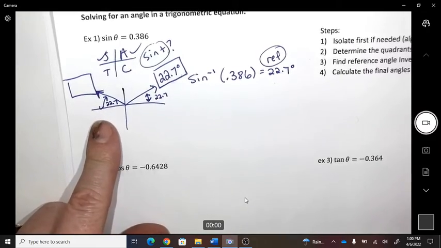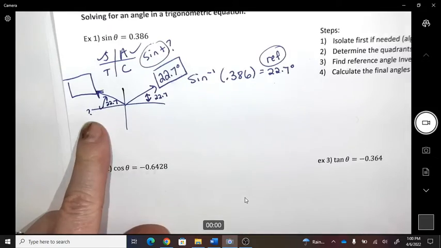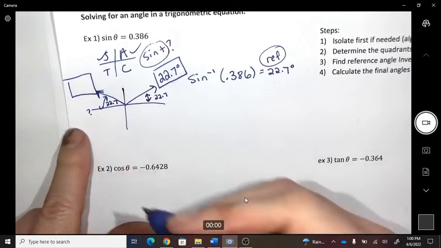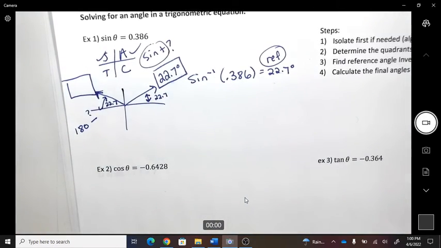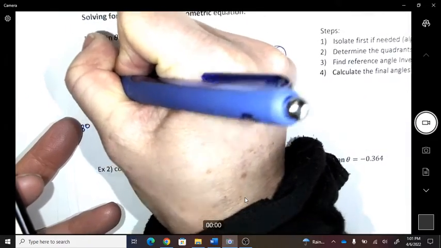You have to do some work here. Anybody remember what this line is? 180. And are you bigger or smaller than 180? Smaller. So 180 minus 22.7 is 157.3 degrees.